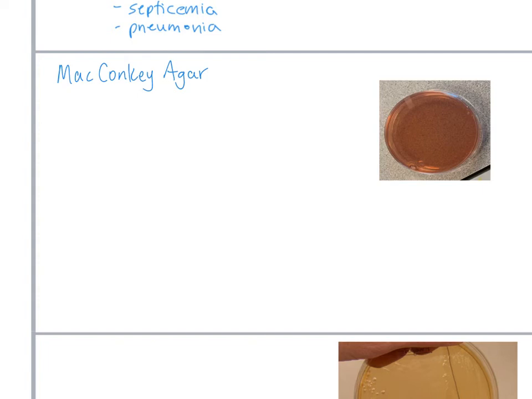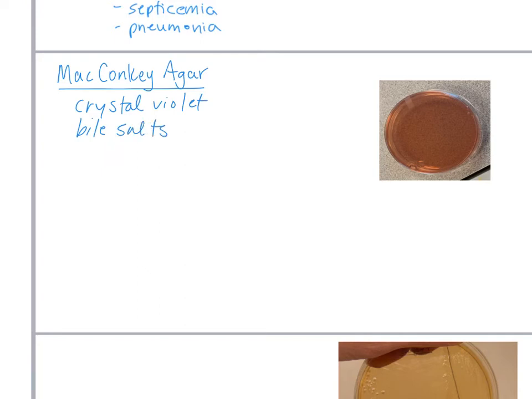So if you had a mix of organisms, say some gram-positives and gram-negatives, and you streak them on MacConkey Agar, only the gram-negatives will grow. We don't actually test that in this lab. We assign you a gram-negative organism, you streak it out on MacConkey, and we see what it looks like. But if you look at the recipe for MacConkey Agar, what makes it selective is the crystal violet and the bile salts.